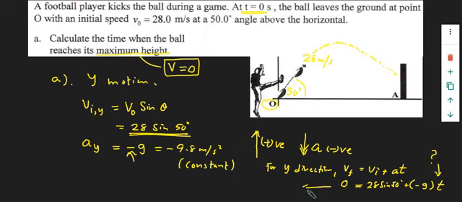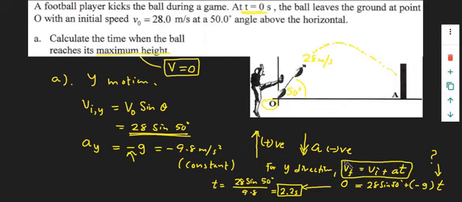When I solve this, I'll get t equals 28 sine 50 degrees divided by 9.8, and this gives me a value of 2.2 seconds. So the time it takes for the football to reach its maximum height is 2.2 seconds. I simply used one of the kinematic equations to figure out this parameter, time. So this is part A. We did part A.